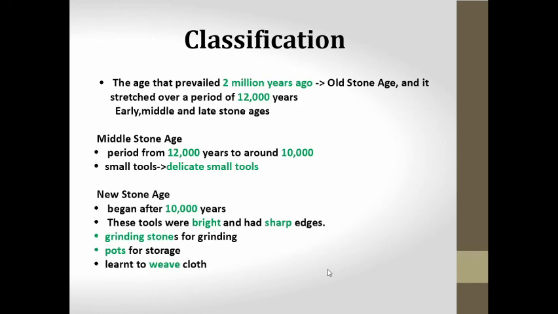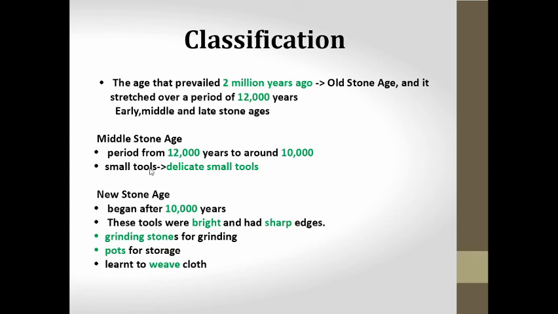Now we'll see the classification of the different Stone Ages. The age that existed 2 million years ago is called the Old Stone Age, and it stretched over a period up to 12,000 years ago. So this is a very long period. It is divided into early, middle and late Stone Ages. Then comes the Middle Stone Age, and it extends from 12,000 years to around 10,000 years.